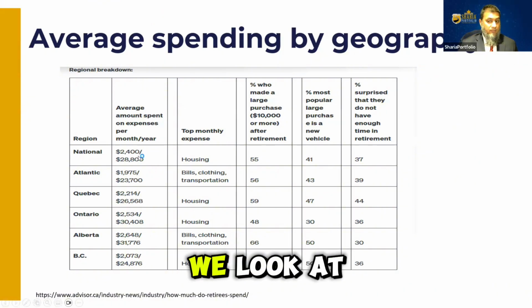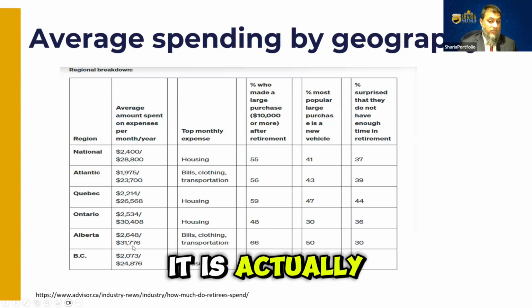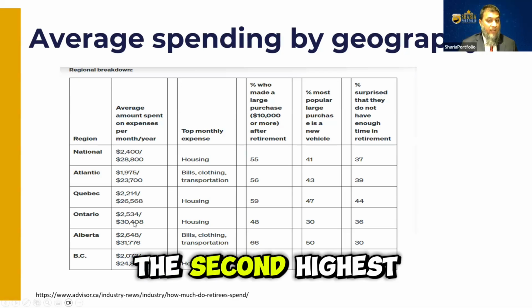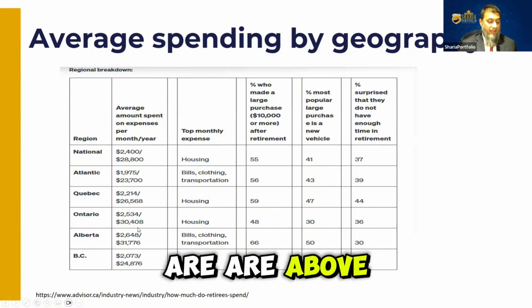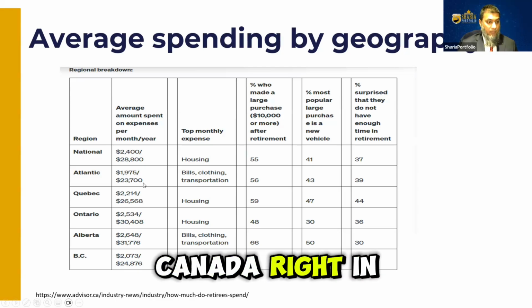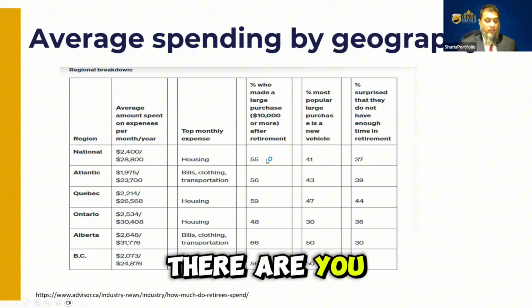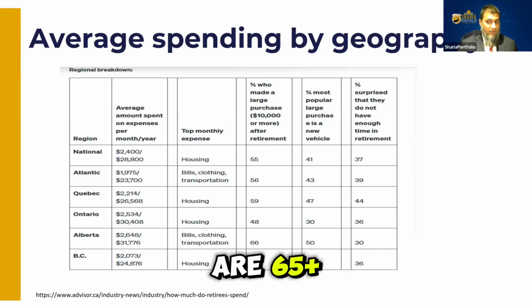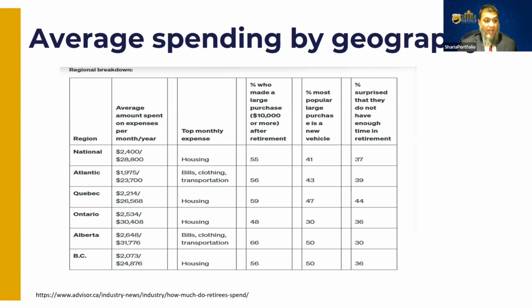And when we look at the amount spent on expenses annually, the highest is actually in Ontario. It is actually, sorry, in Alberta. The second highest is in Ontario, followed by the national average. So these two are above the national average. The lowest is in Atlantic Canada, in the Maritimes. And the majority of individuals who are 65 plus did still make a purchase over $10,000 after retirement.